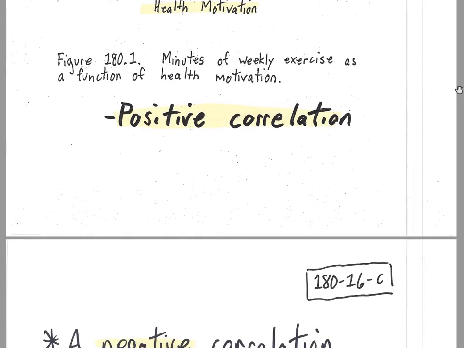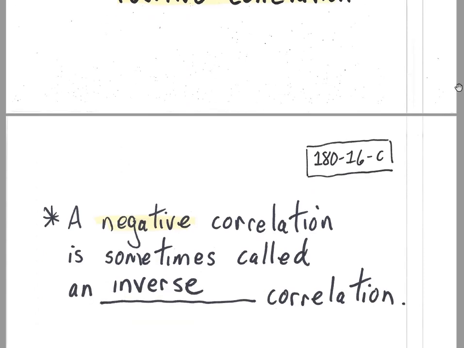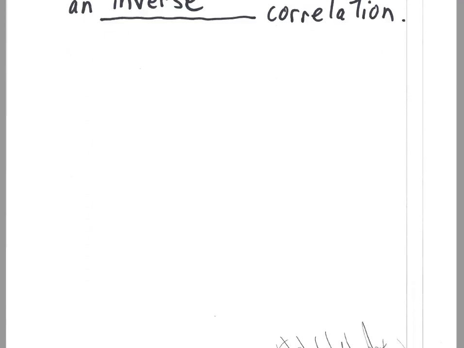I don't believe I've shown you an example of a negative correlation before, so let's see our first negative correlation. Negative correlation, sometimes called an inverse correlation. There's a fill in the blank for you. Negative correlation, also known as inverse correlation.